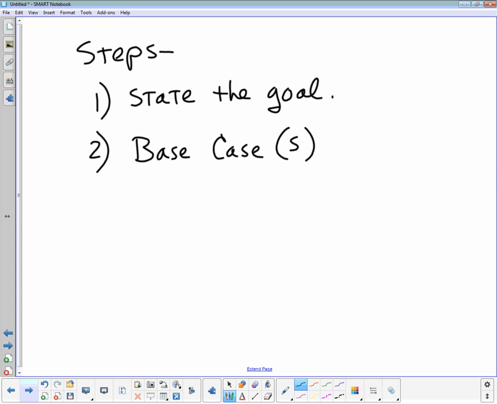There may be more than one base case. You might need to do the base case 2 times. There are some proofs that require what is called strong induction. And in strong induction, you are saying that not only can you take a step, but you can take a step and then jump. You know, you can do 2 things in a step rather than just 1.